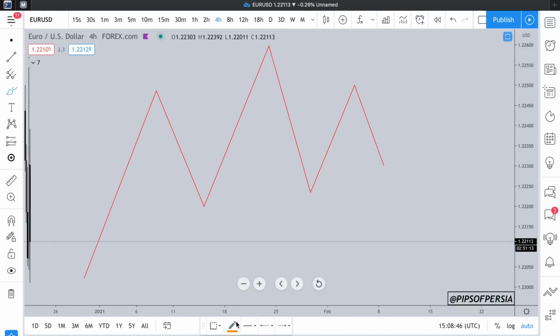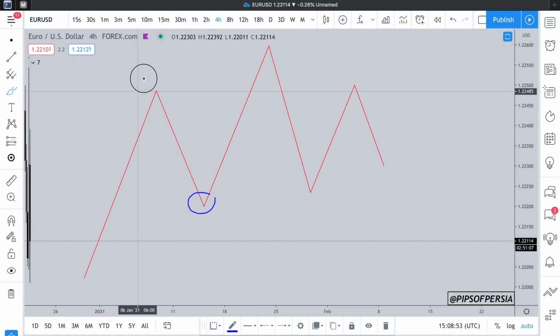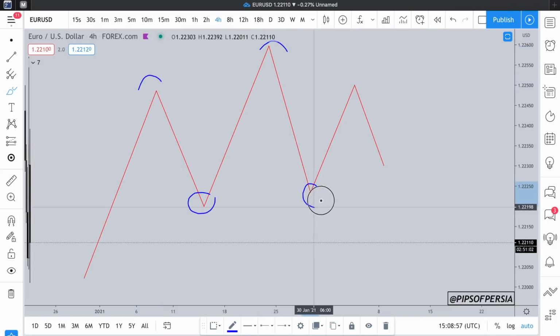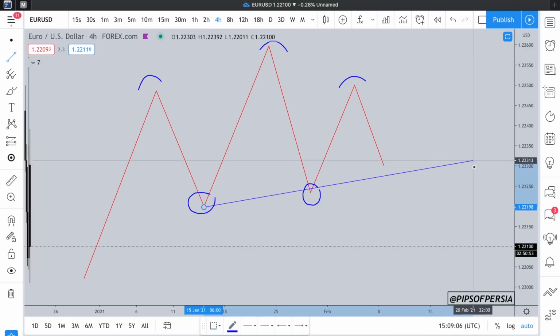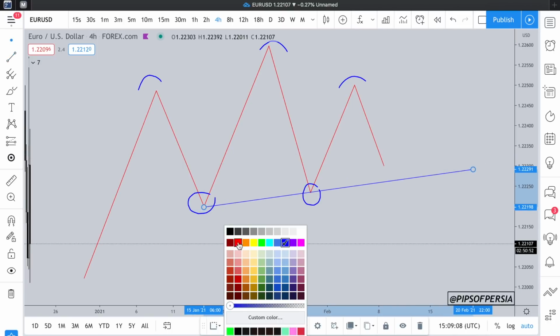Now, what is the neckline? The neckline is simply the line connecting the lowest point between the left shoulder and the head to the lowest point between the head and the right shoulder. That's the easiest way to describe what a neckline is. So if I go ahead and put this line in, we can have a look at that as our neckline.